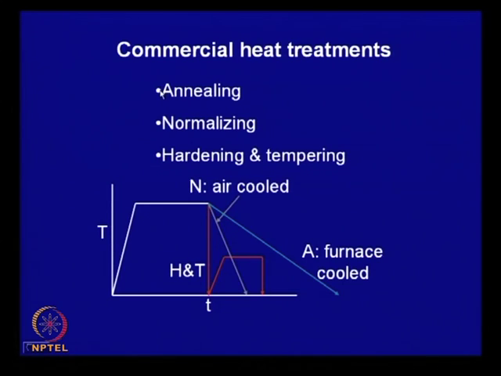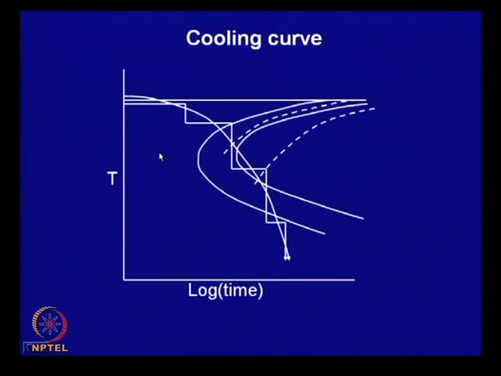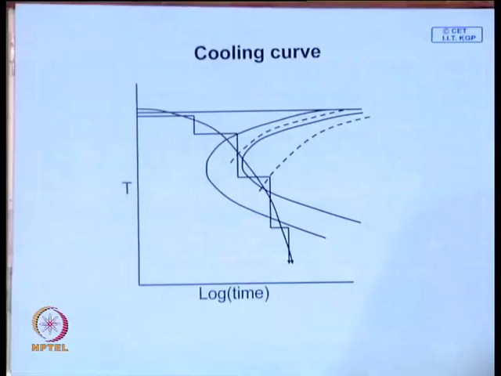So, as you go down, you can see from annealing to normalizing to hardening, strength goes on increasing, whereas the ductility goes on decreasing. Now, a quick look at how you can draw the cooling curve, or infer the CCT diagram, from an isothermal transformation diagram. Here we have an isothermal diagram which is superimposed, and let us consider eutectoid steel.